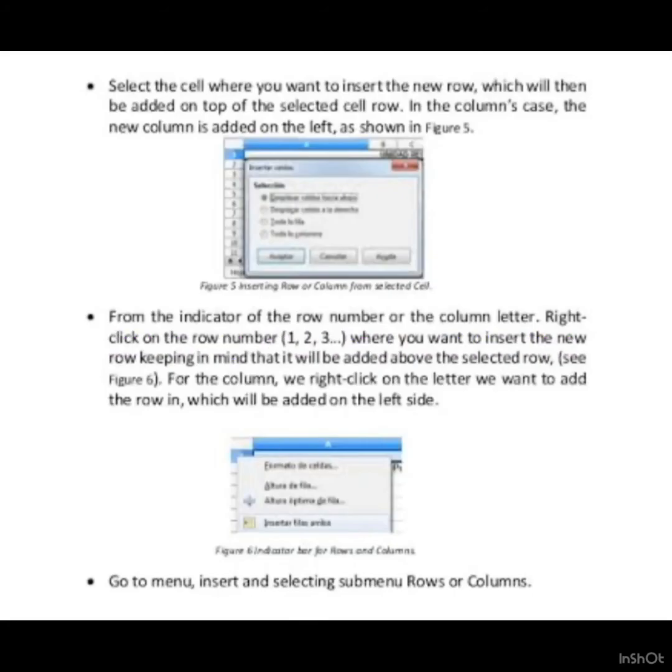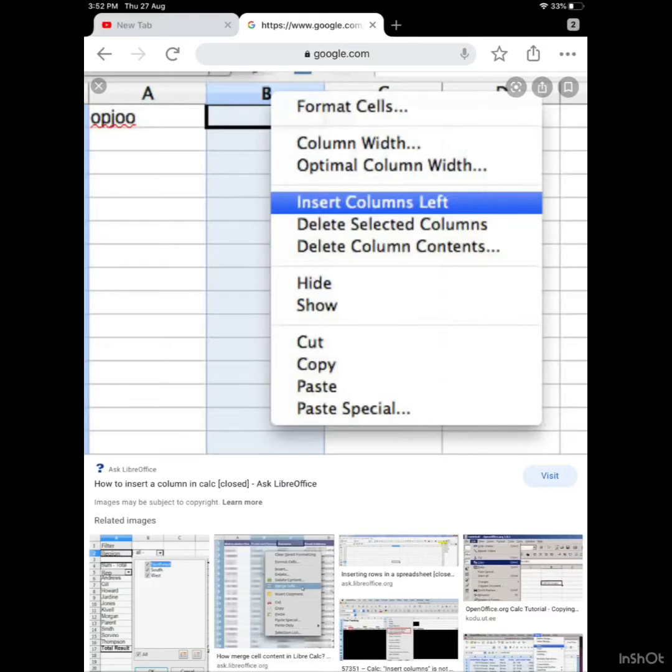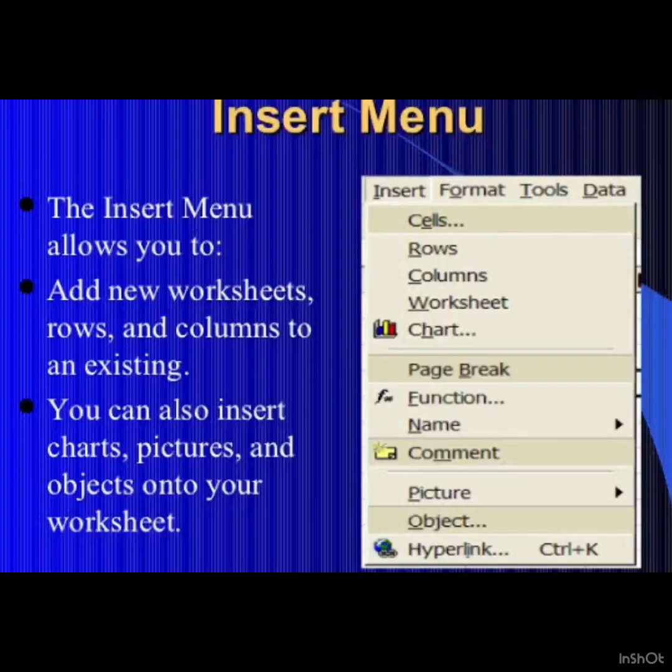Click on the Insert option. A dialog box will appear. Then you select the row. If you want to insert column, then select the column option. If you want to select, you can also select from the standard toolbar.